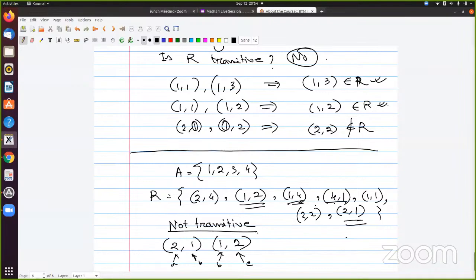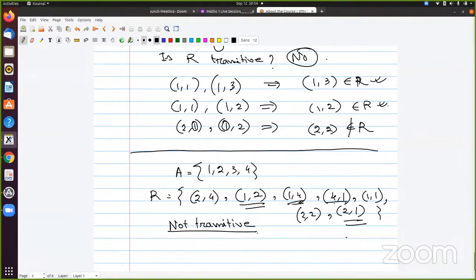Sir, can we take the first pair 1, 2 and then 2, 1? Then 1, 1 is there. That is okay. But still, there are some pairs for which this is not satisfied. That is enough, right? So we need to check for all possibilities. Exactly, and then all must be transitive.